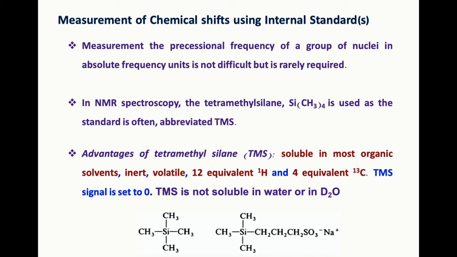In principle and in practice, what is generally done is that the precessional frequencies of a group of nuclei are measured with respect to a standard or reference. In NMR spectroscopy, tetramethylsilane is generally used as an internal standard, and it is well known as TMS. As you know, silane is SiH4, and if you replace the 4 hydrogens of a simple silane with 4 methyl groups, then you will get tetramethylsilane.